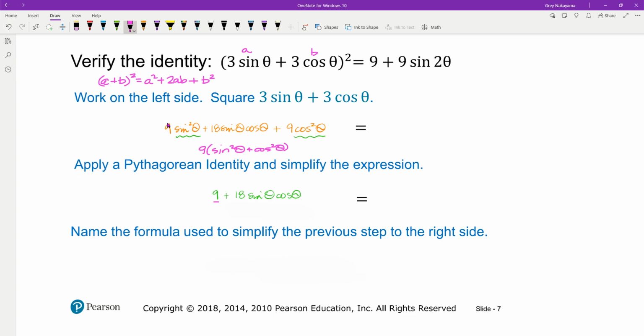Okay? The last one says, name the formula used to simplify the previous step. So how do I get this step to look like that? Well, I've got the sine of 2 theta, and if I break up 18 into 9 times 2, then it looks like this. And 2 sine theta cosine theta equals the sine of 2 theta, because that is the double angle identity that we just talked about. So that's an example of what verifying an identity looks like.